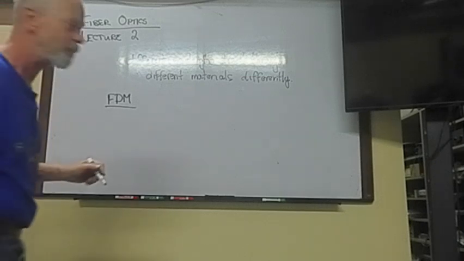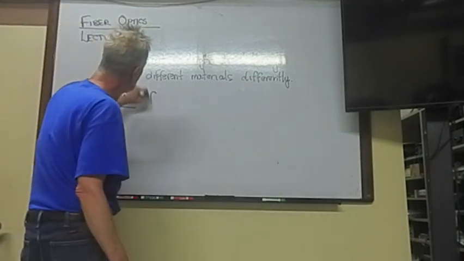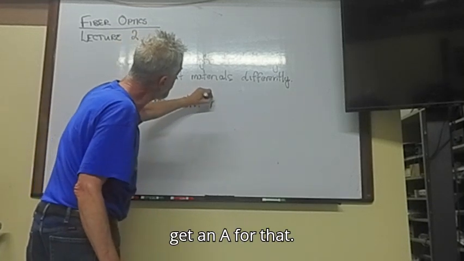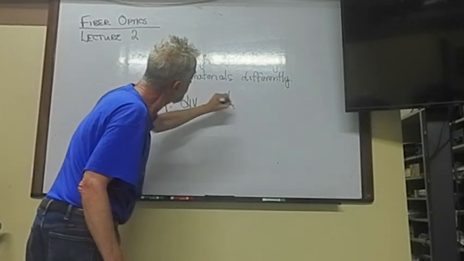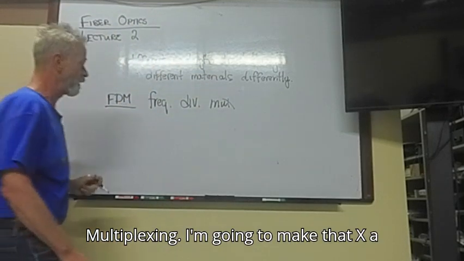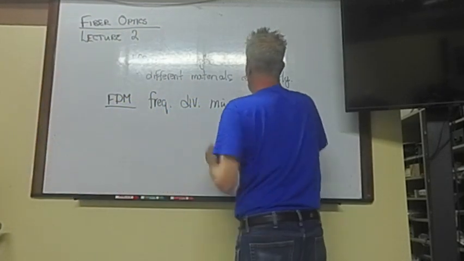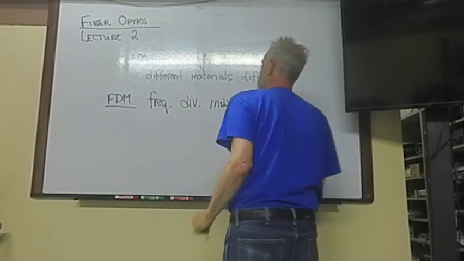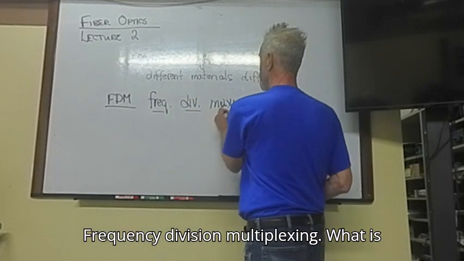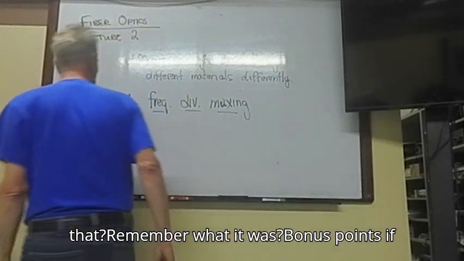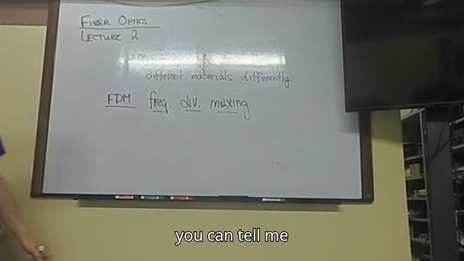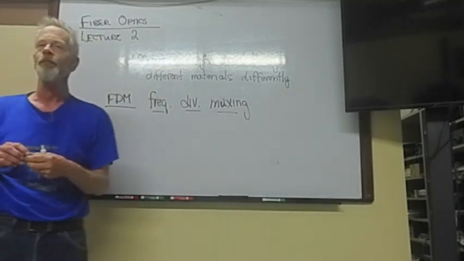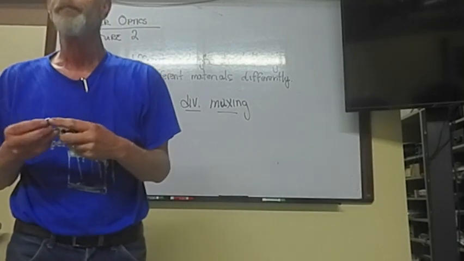What is it? Frequency division multiplexing. Frequency division multiplexing. You get an A for that. I'm going to make that X a little better. Frequency division multiplexing. What is that? Remember what it was? Bonus points if you can tell me what it means. Can't remember, honestly.